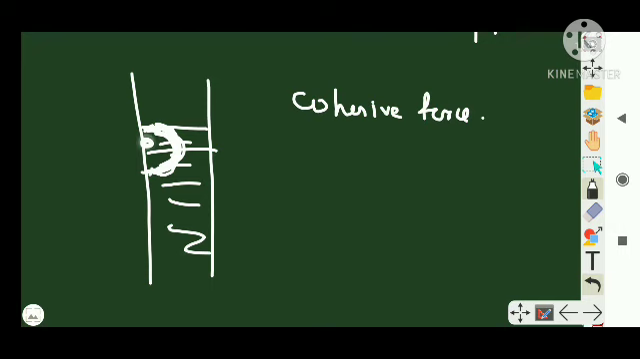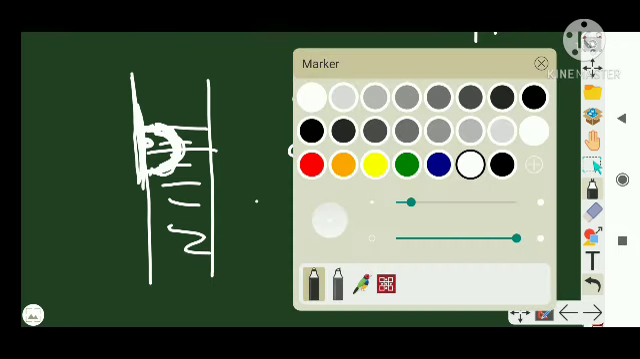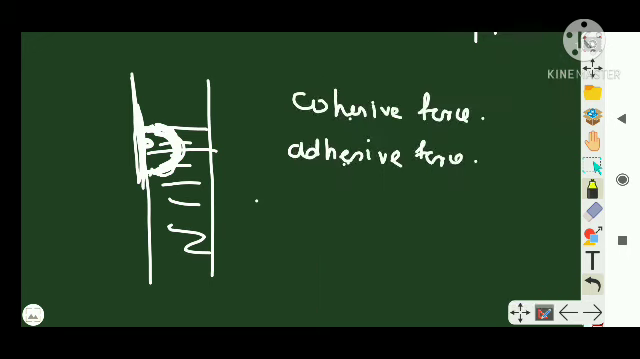Now there will be a force between this molecule and the wall of the capillary tube. That force is called adhesive force. I hope you understood there are two types of force. If it is a water molecule, the force between the water molecule and other water molecules is called cohesive force. Now the force of attraction between this water molecule and the wall of the capillary tube is called adhesive force, right?